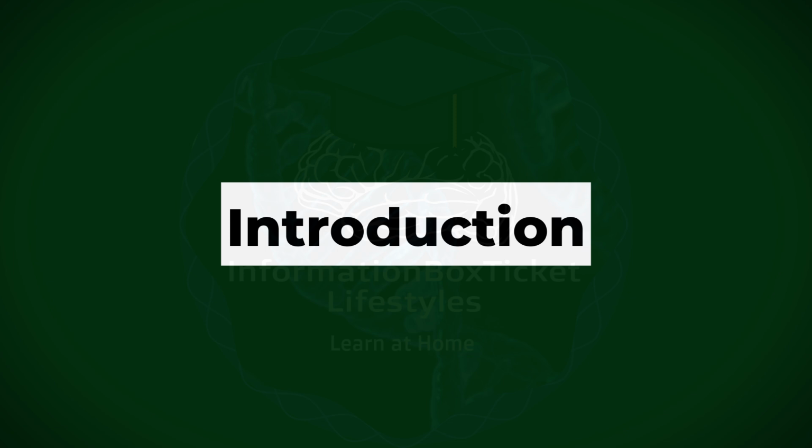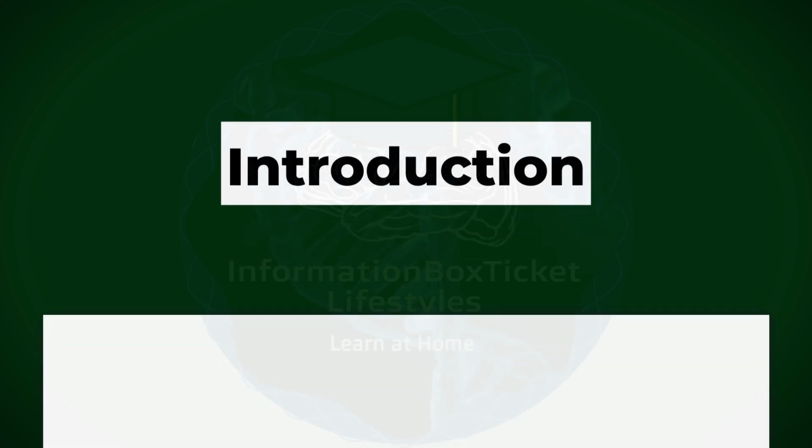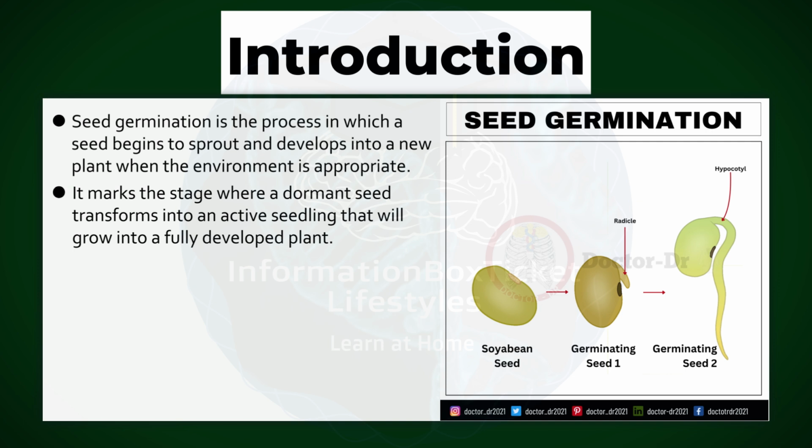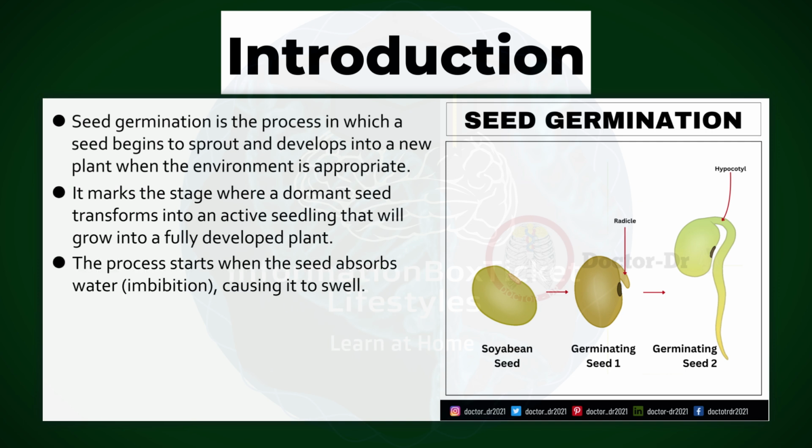Introduction to seed germination. Seed germination is the process in which a seed begins to sprout and develops into a new plant when the environment is appropriate. It marks the stage where a dormant seed transforms into an active seedling that will grow into a fully developed plant. The process starts when the seed absorbs water, imbibition, causing it to swell.